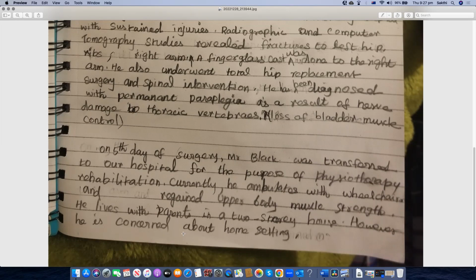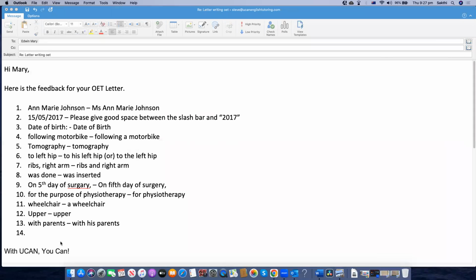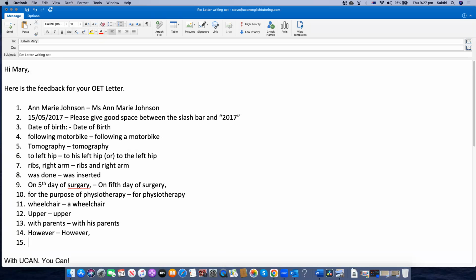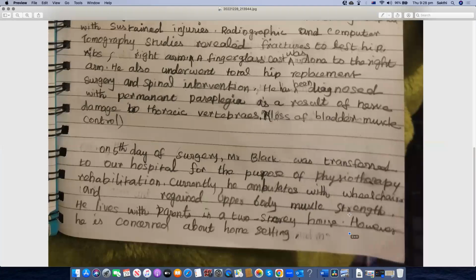However, he is concerned about home setting. Okay, however, after however we need to place a comma, because however is a connecting phrase. Remember that all the connecting phrases require a comma after them. You should have placed a comma after however, but you didn't place it. So let's say after also, after however, after as a result, after as a consequence, consequently, therefore, whatever the connecting phrase you use, you have to place a comma after that in a sentence. Especially if you start a sentence with this connecting phrase, it is a must to place it.